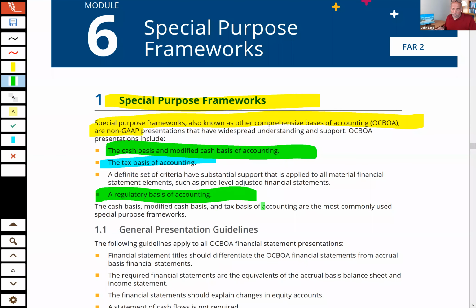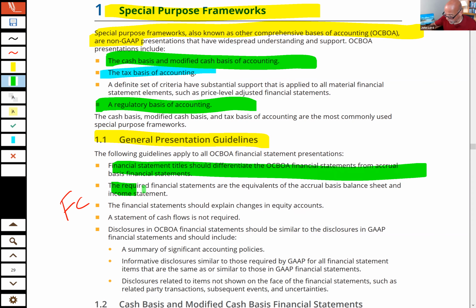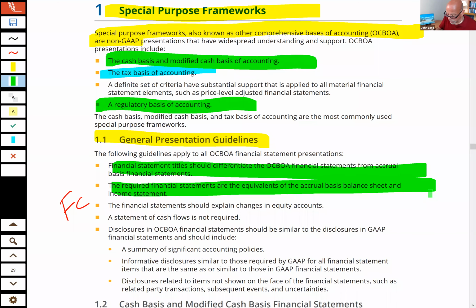So that would be something different than GAAP, a regulatory basis. Okay. Now you come over and let's just take a look at general presentation guidelines. And this is where I want you to focus your flashcard: the financial statements should differentiate the other comprehensive basis of accounting. So the required financial statements are equivalent to the balance sheet and the income statement, okay?